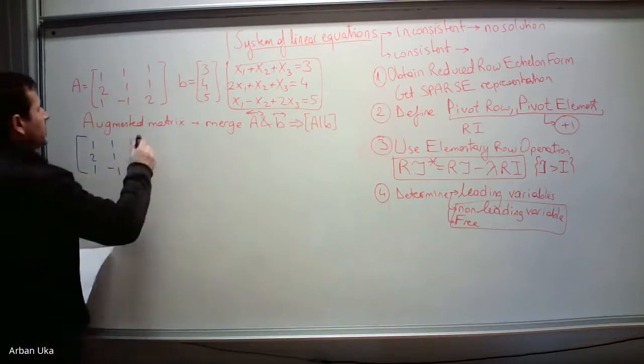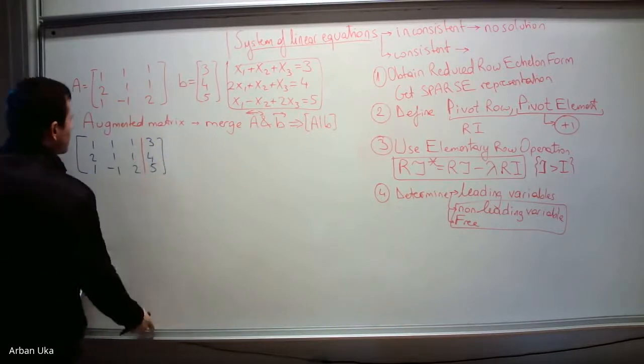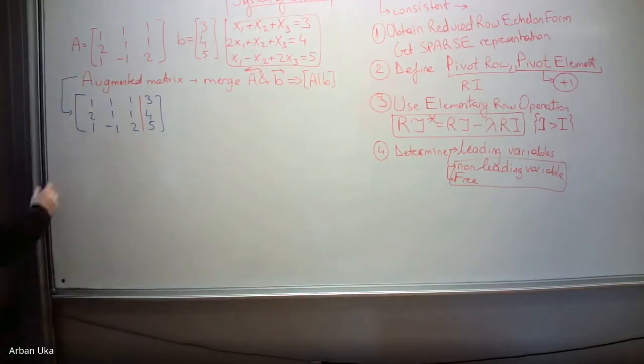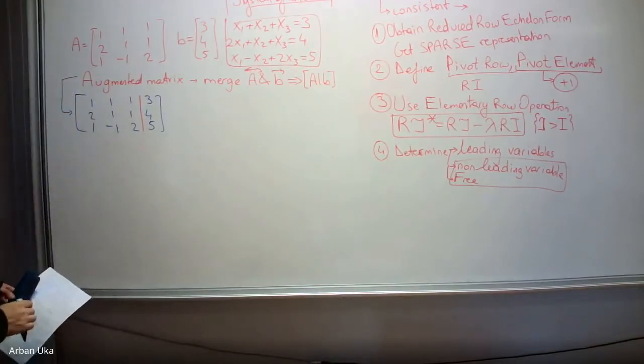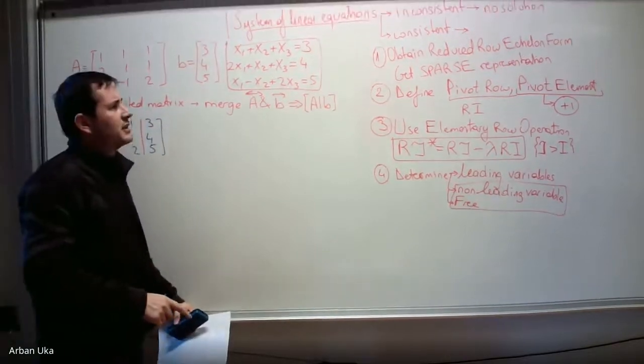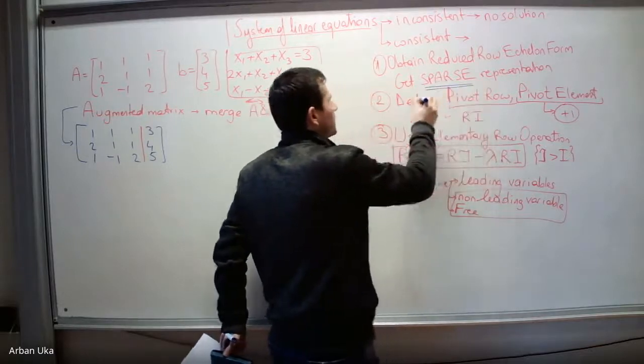And here we write the 3, 4, 5. So this is the augmented matrix. We see this one in here. Now, the first thing we try to determine is, let's look at the table. The objective is to obtain reduced row echelon form to get the sparse representation.